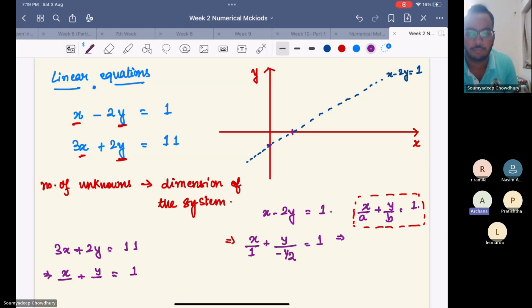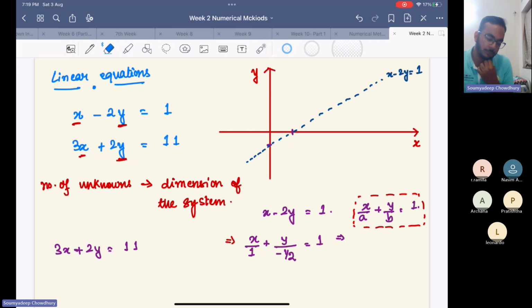x by 3 plus y by 2 is equal to 11. How did you get it? It is 3x plus 2y equals 11, right? Yeah. So the right side we have to make equal to 1. So if I want to make the right side equal to 1, by what should I divide?